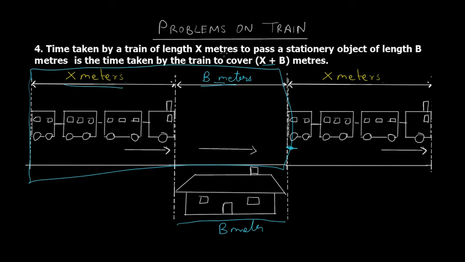So that is what this point is trying to state, and it is stating that the time taken by the train of x meters to pass a stationary object of b meters is the total of those two lengths. So after passing this object, the train would have covered its own length as well as the length of that object. So that is why it is x plus b meters. And this is pretty clear from this visual representation as well. So this was point number 4. Let's move on to point number 5.